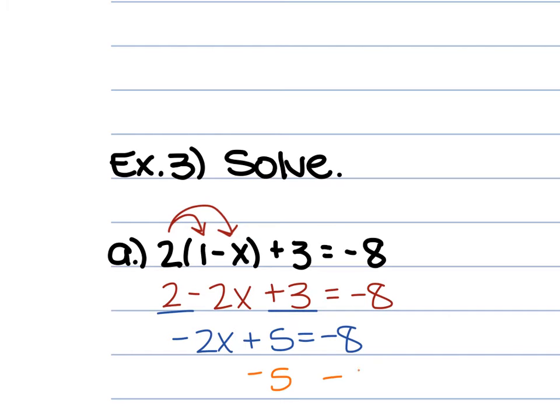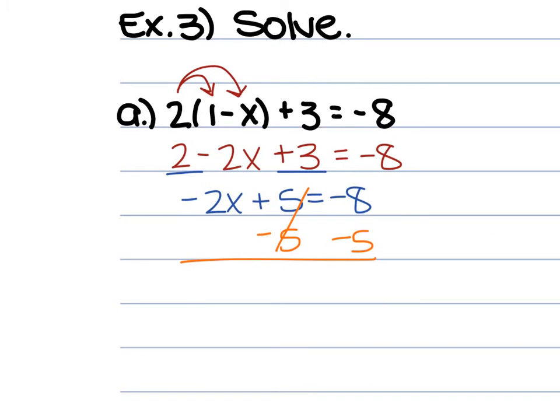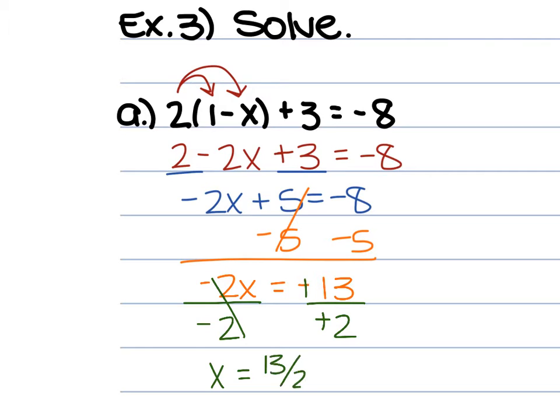We subtract the 5 from each side. So negative 2x is equal to negative 13. We then divide each side by that negative 2. And x is equal to a positive 13 over 2.